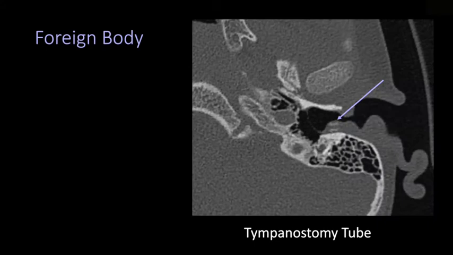A foreign body within the ear canal can also cause ear pain, and this child had a tympanostomy tube that had self-extruded from the tympanic membrane, and it became embedded in the posterior ear canal with associated granulation tissue.